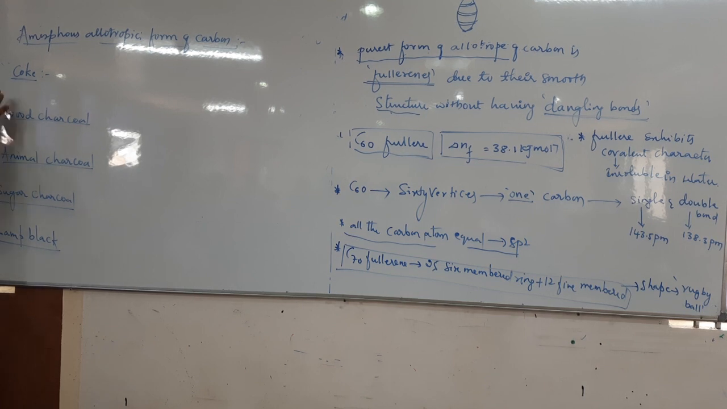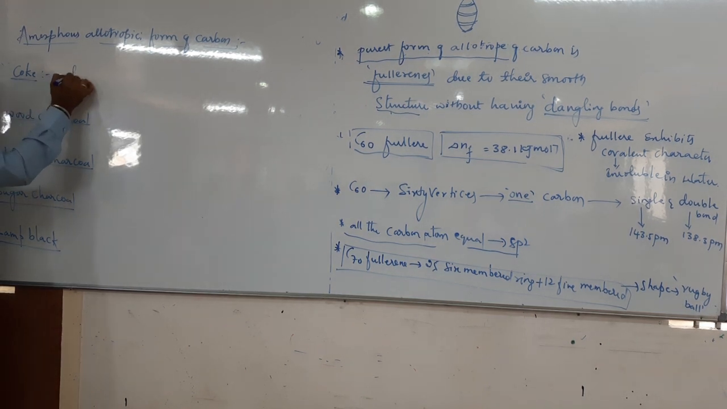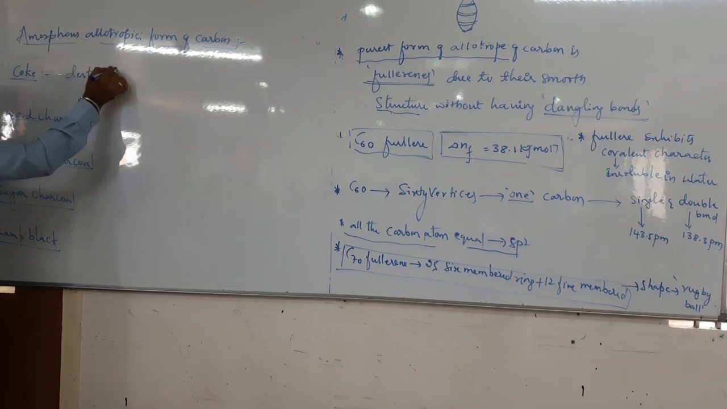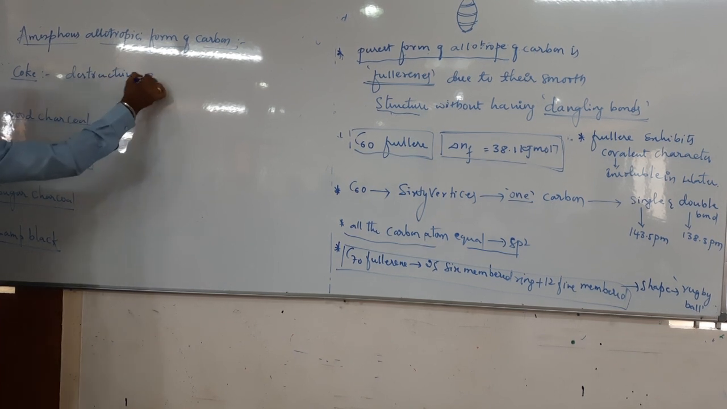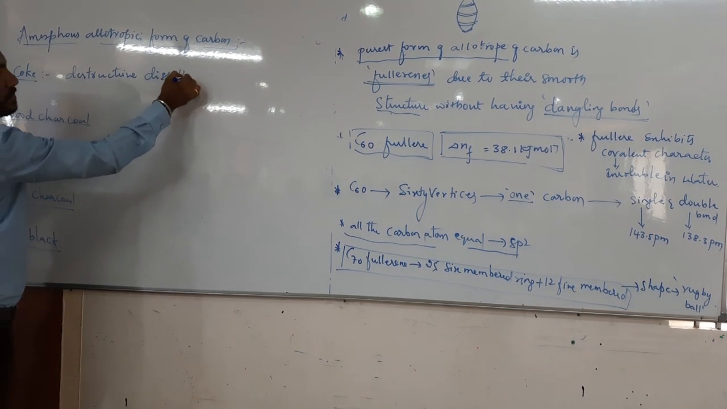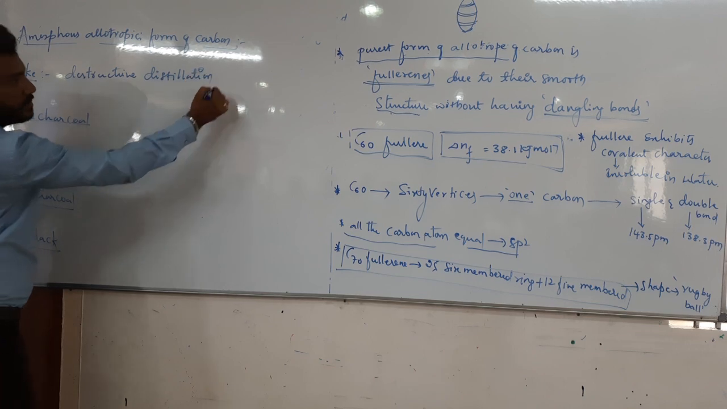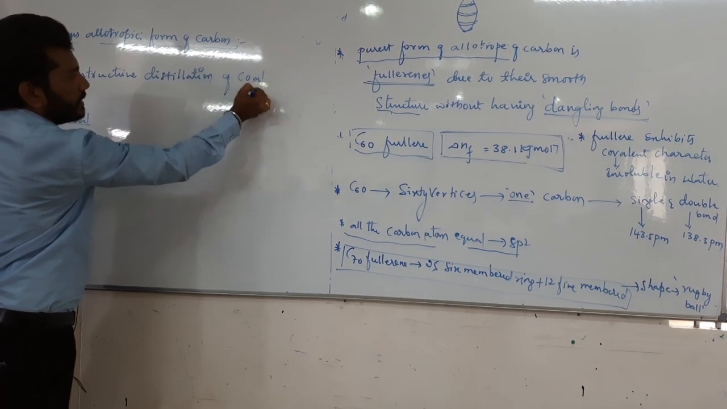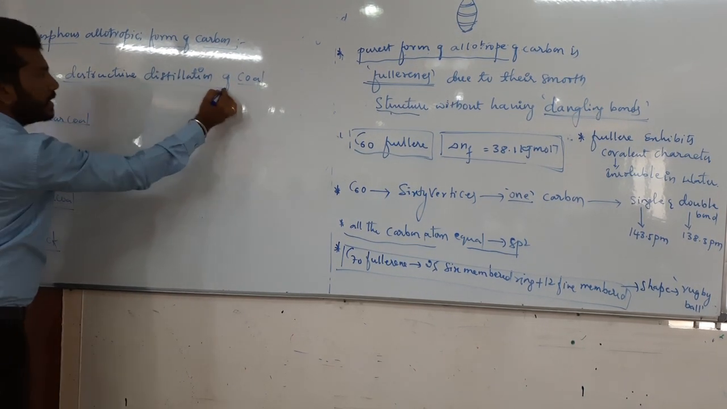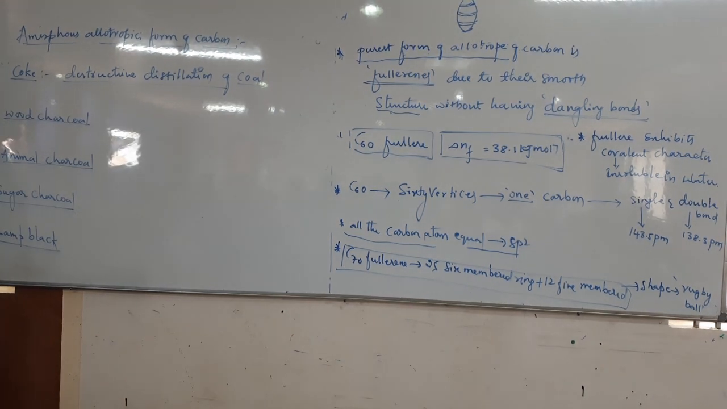Coke can be obtained by destructive distillation of coal. Destructive distillation means heating of a substance in the absence of air.